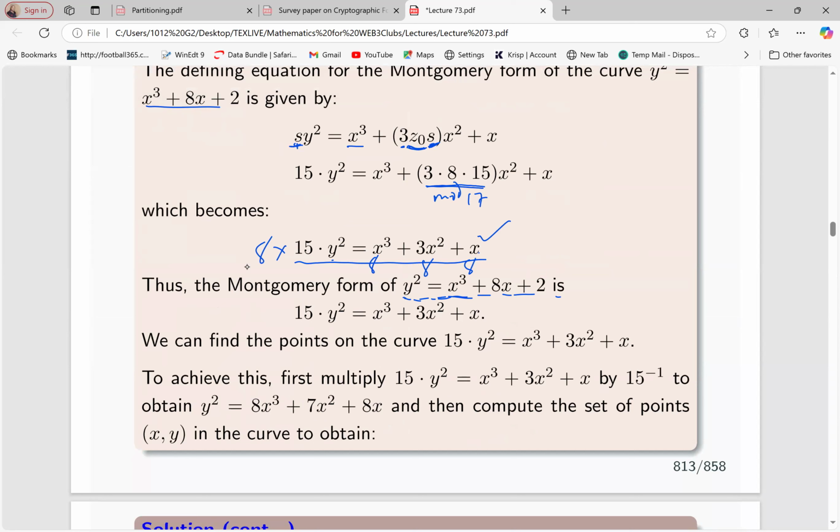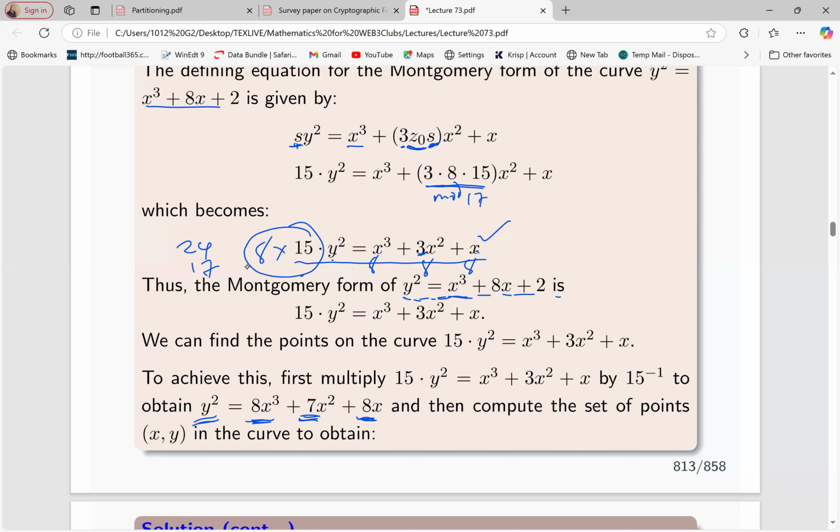This one gives us 1, so 1 times y squared will be y squared. Then 8 times x cubed will be 8x cubed. 8 times 3 will be 24, and 24 mod 17 is 7. Then 8 times x will be 8x. I'm doing this so I can now find the coordinates, the points of this Montgomery curve.